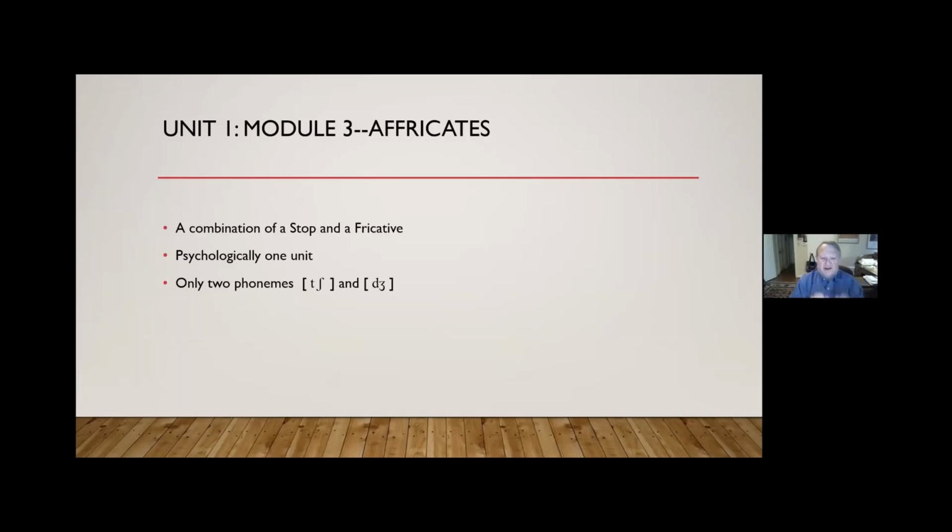Well, we combine the stop and fricative in such a way that native speakers, when we hear them, think it's only one sound. So in terms of representing it in an alphabet, you only need 1 symbol for ch and j. But the phonetic reality is that there are actually 2 sounds which have come together to form a new and more perfect union. All right.